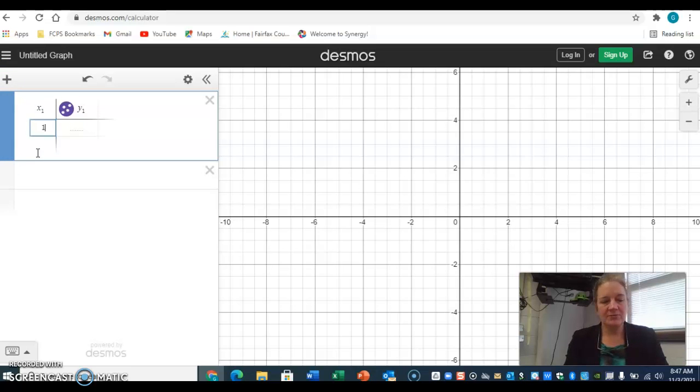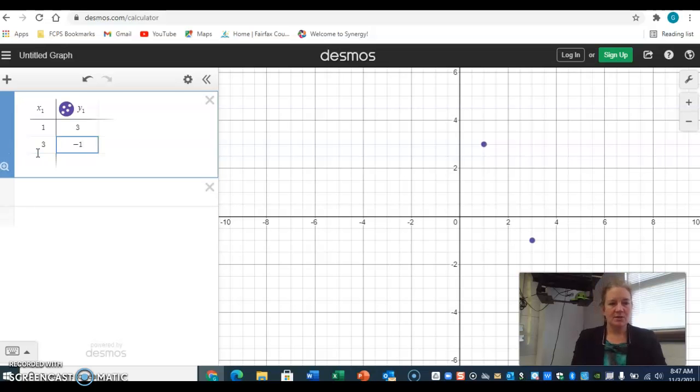Now I'm going to put in for number 9, 1, 3. That was my first point. And then my second point is 3, -1. So if I read this, x is 1, y is 3. x is 3, y is -1. There are my 2 points. I know it's going to be a negative slope because of the way my pattern is pointing.